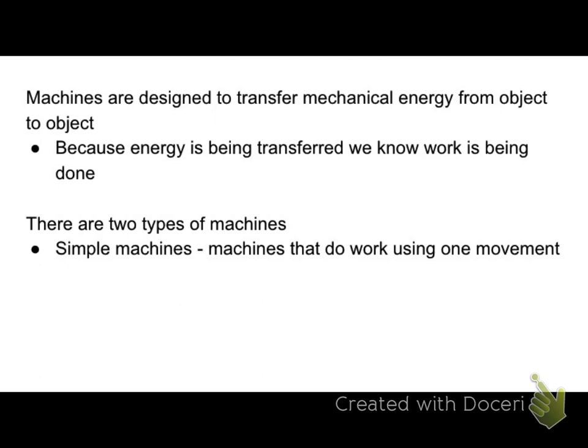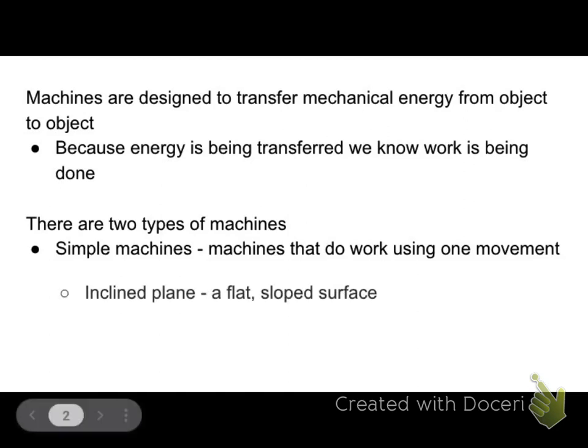And we're going to look at a bunch of examples of those. We're going to talk about 6 different types of simple machines. So remember I said we're talking about 2 different types of machines, and the first type is simple machines. We'll talk about 6 examples of simple machines, and then we'll talk about the second type of machine. So the first of those 6 is an inclined plane.